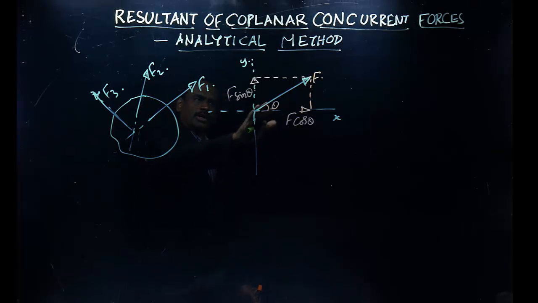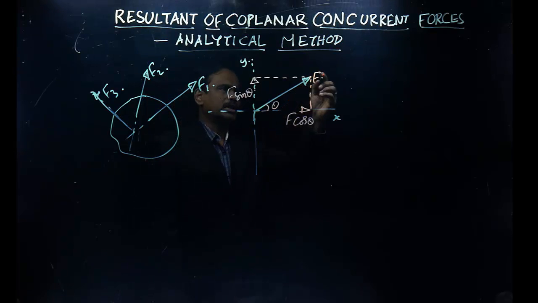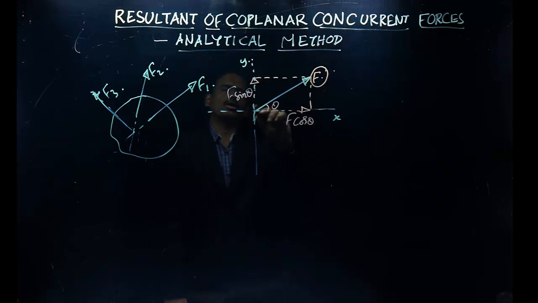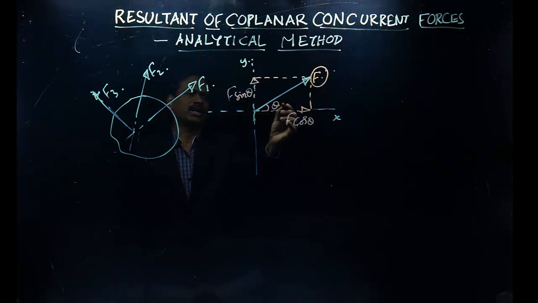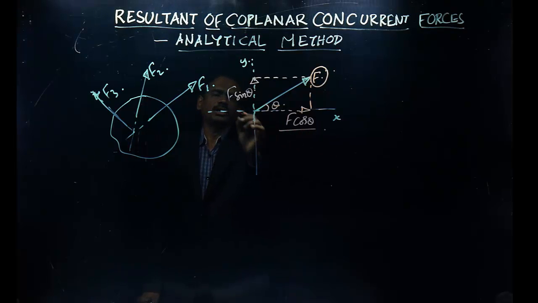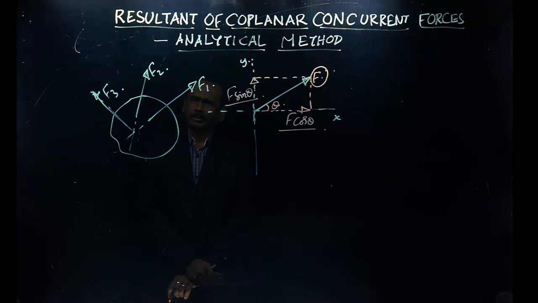Now, for a given force, we know how to find the components. Since there are so many forces, what we have to do is find out the components of all the given forces in this manner. F stands for the magnitude of the force, where theta is the inclination of the force, always with respect to the x-axis. Then the x component will be F cos theta and the y component will be F sin theta.